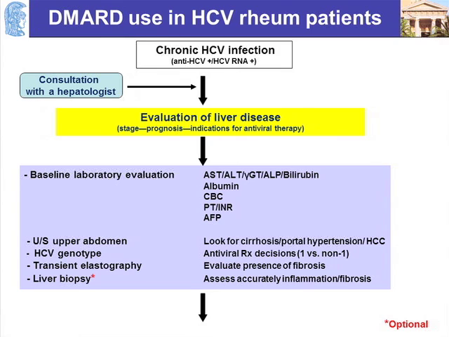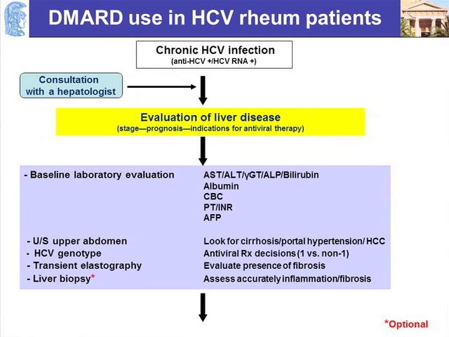Now, what is the algorithm in these patients? First of all, and Nizar is here, and I'm sure he agrees, when you have a patient like this, it's always important to consult with your hepatologist. It's important not only because he has to evaluate the liver disease to be sure that this patient doesn't have cirrhosis or portal hypertension, and more important, from a public health point of view, you have to decide whether or not you give antiviral therapy in these patients in order to clear the virus.